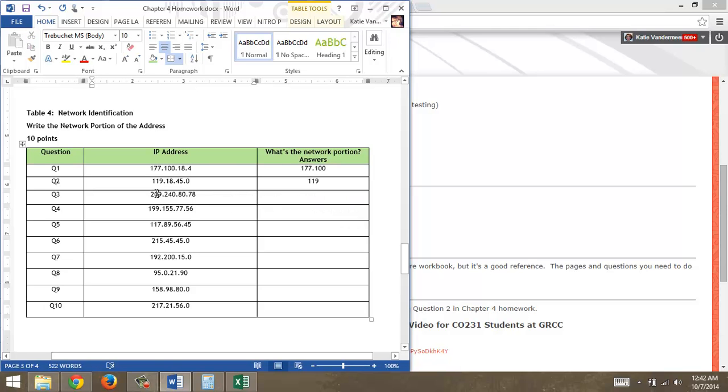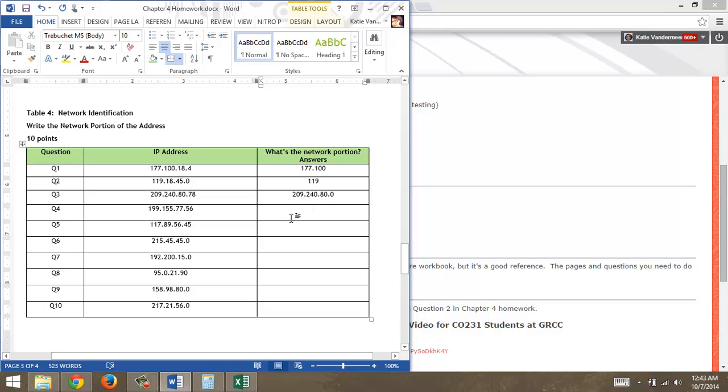209, so if we look at question 3, 209 is a Class C. So the network portion of this is 209.240.80. I'm going to add that .0 on there because basically what that means is this would be the address of my router, and then all of my systems underneath it would fill out this box 1 through 255.